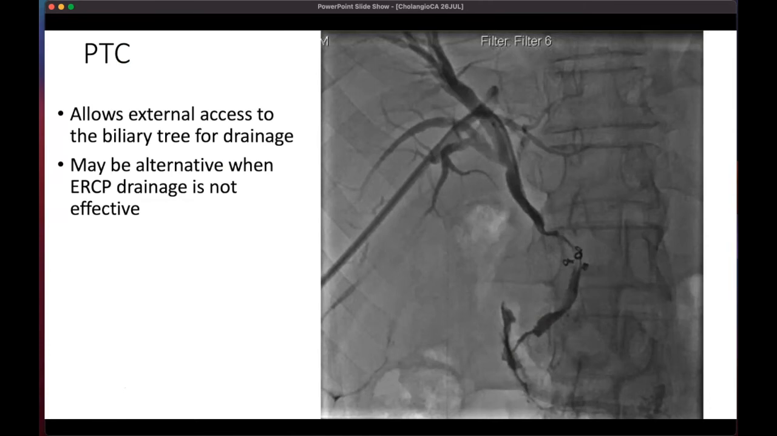So on the topic of draining the biliary tree, why do we need to drain the biliary tree for a cholangiocarcinoma? And what part would you drain for a hilar?